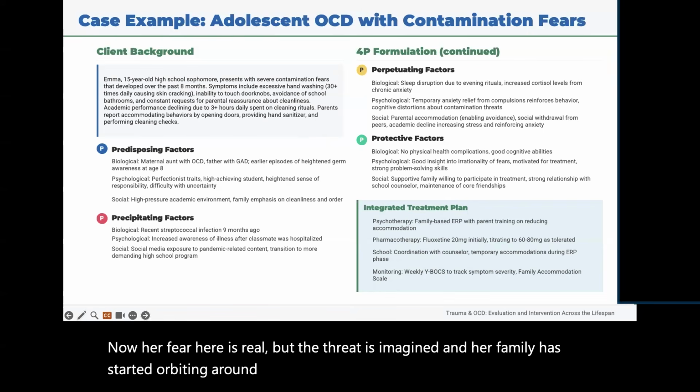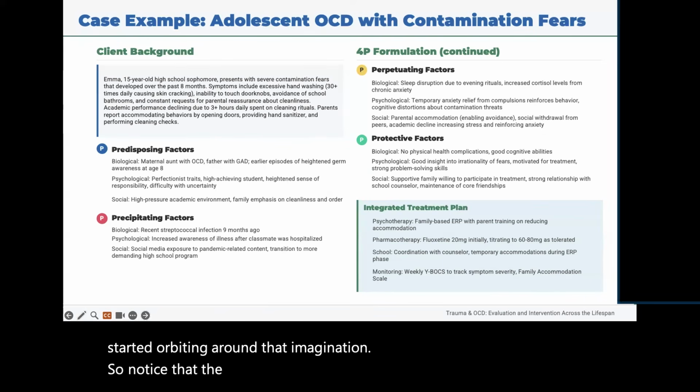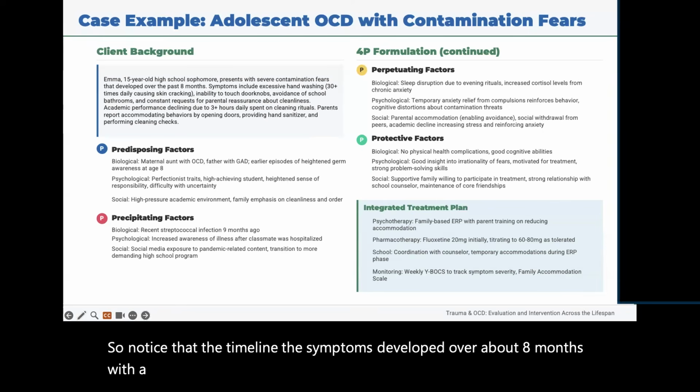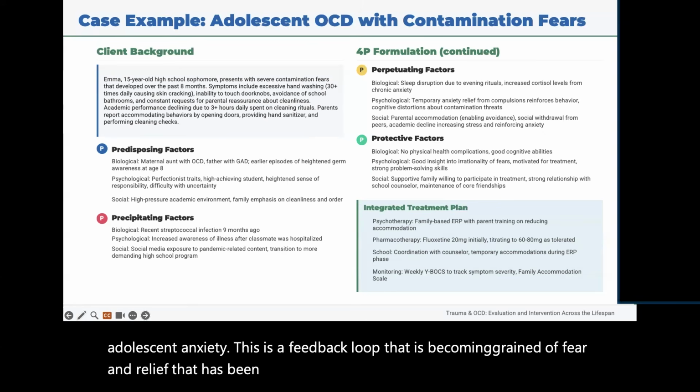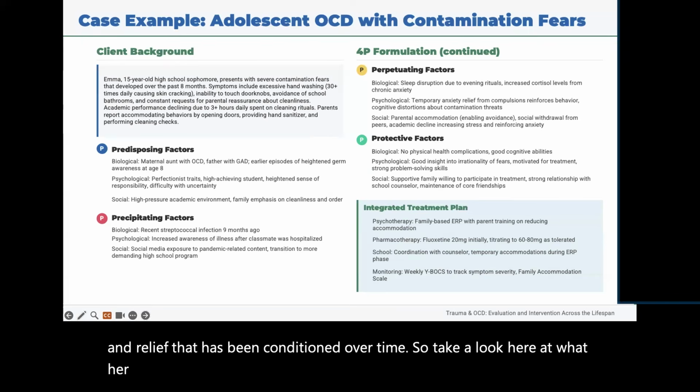So notice that the timeline, the symptoms developed over about 8 months with a clear escalation. Now, that tells us this is not a transient phase of adolescent anxiety. This is a feedback loop that has become ingrained of fear and relief that has been conditioned over time. So take a look here at what her predisposing factors are.